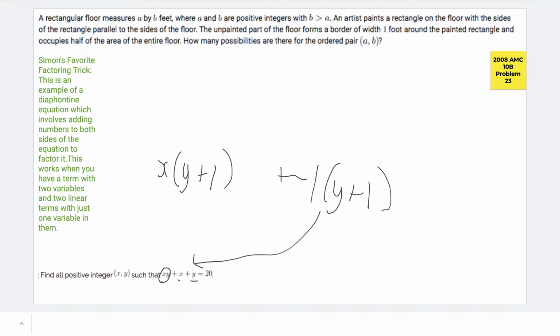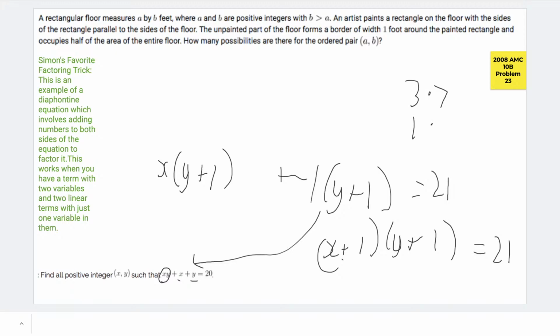But if you do so, and if you expand this, you'll notice that you have an extra 1 here. That means you add an extra 1 to the right side, which gives equals 21. And in this case, you can factor this by adding the x and 1, which gives x plus 1 times y plus 1, which equals 21. And then you can take 21, which is just 3 times 7, and it's also 1 times 21, and it's also 21 times 1, and it's 7 times 3.